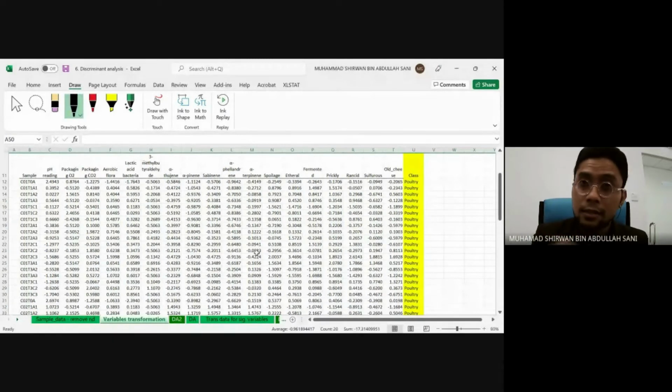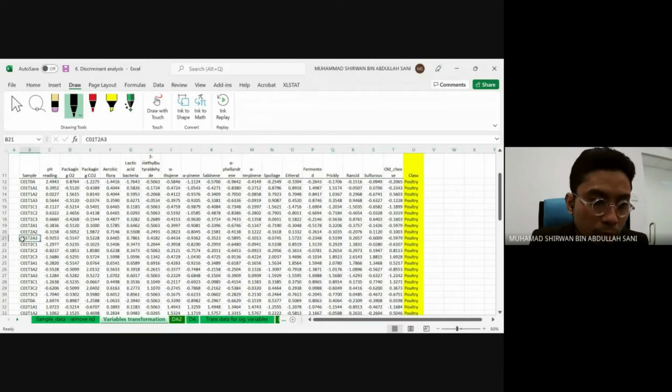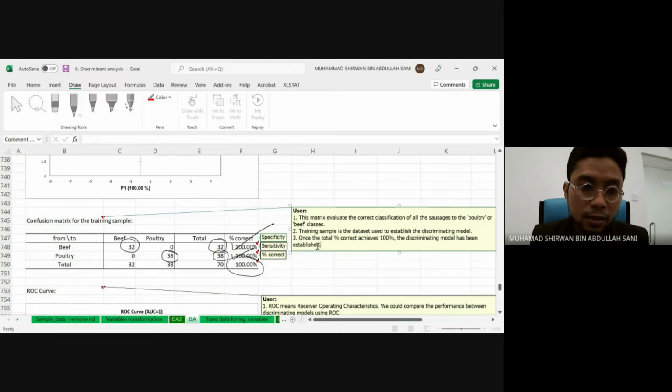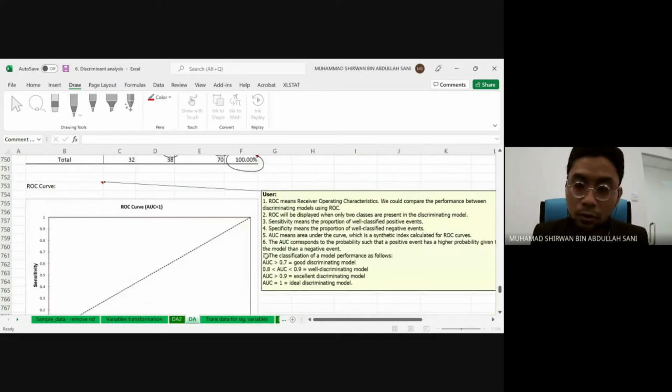If the training dataset is also having some fault, you have to identify which samples are wrong. Perhaps you have different labeling or different analysis. So you have to remove the sample and then redo the discriminant analysis until you get 100% correlation. So when you get the training data set with 100% correlation, keep it as the database. That is why the explanation here is once the total percentage of correct classification gets 100%, the discriminant model has been established correctly. Okay, otherwise you have to change it.